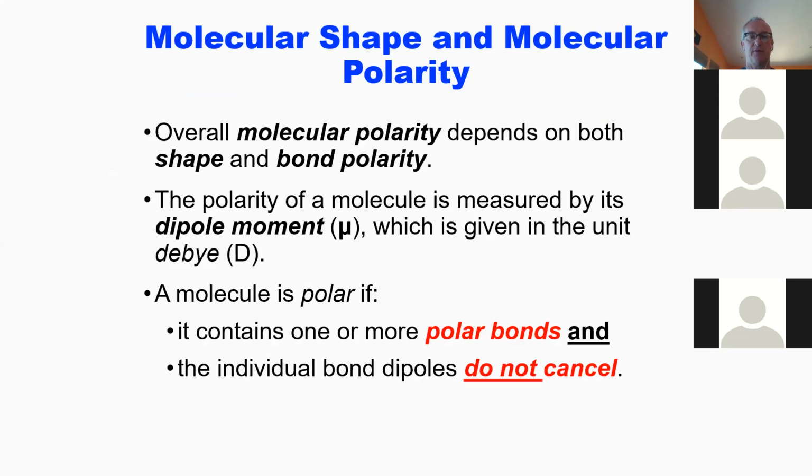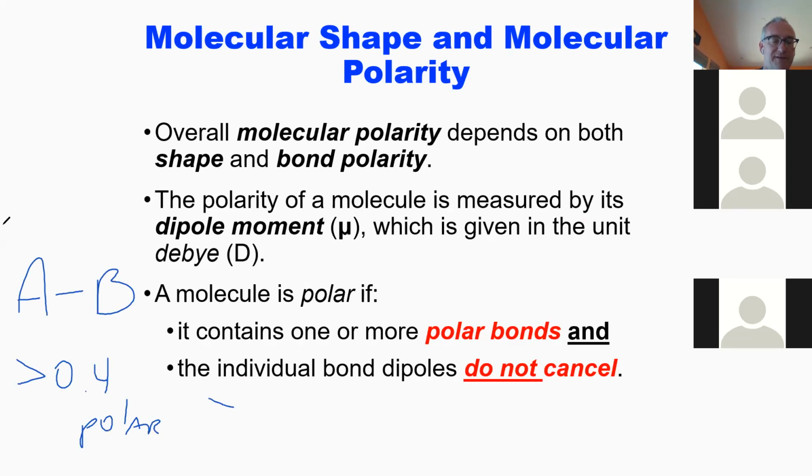I'm just going to skip through here and get to polarity. Polarity is sort of big for intermolecular forces. So remember, bond polarity is just the difference in electronegativity between atom A and atom B. That's all bond polarity means. So remember, if it's more than about 0.4, it becomes polar. And if it's more than about 1.6 or so, it becomes ionic.